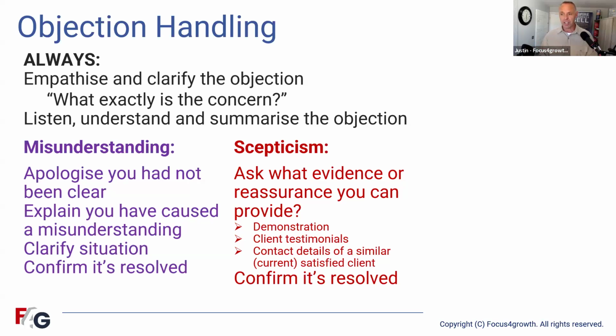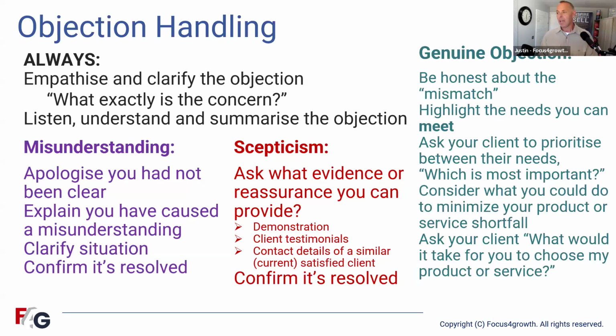And then the final objection, and this is the hardest, is a genuine needs-based objection. The customer wants something that perhaps isn't included in what you are offering. When we're handling a genuine objection, we have to be honest about the mismatch. If you can't do something, we can't say we can do something that's not possible or isn't included within the functionality of what you're offering. So what we do in that instance is have a conversation with the client and highlight the needs that we can meet.